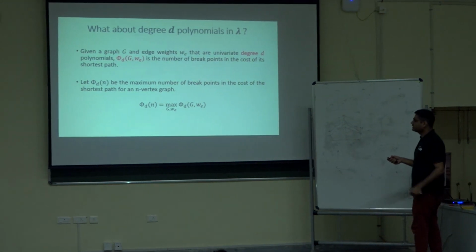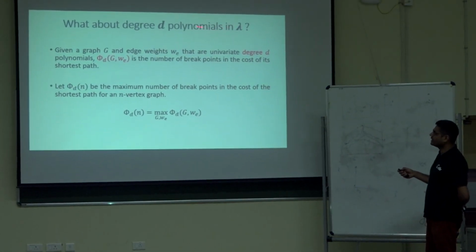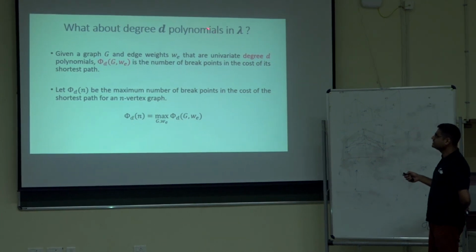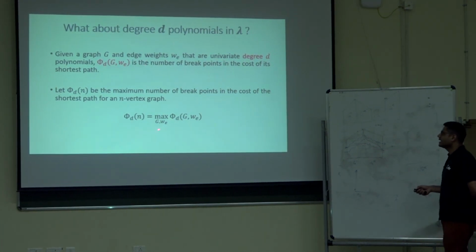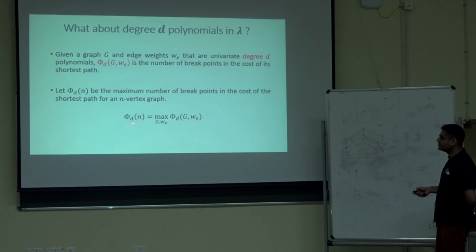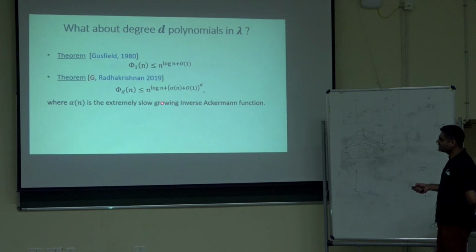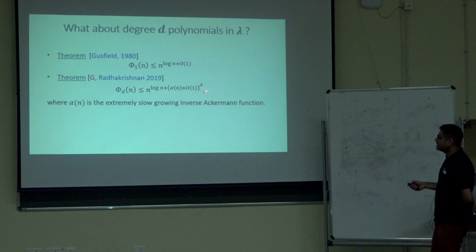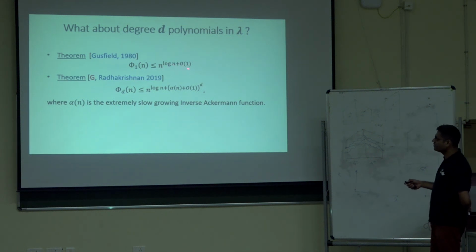We also show that, so far in our entire proof, the edge weights were polynomials of degree 1 in lambda, right? And we want to explore what happens for d of lambda, where d is some fixed constant, say degree 5 or something. And it turns out it's not much more. It's obviously more than what it is for degree 1. So here you have n raised to log n plus some constant by the Gusfield upper bound. And what we show is again n raised to log n plus something which is a big super constant, an extremely slow-growing inverse Ackermann function, which Electro had pointed out. And this is alpha n plus some constant t.